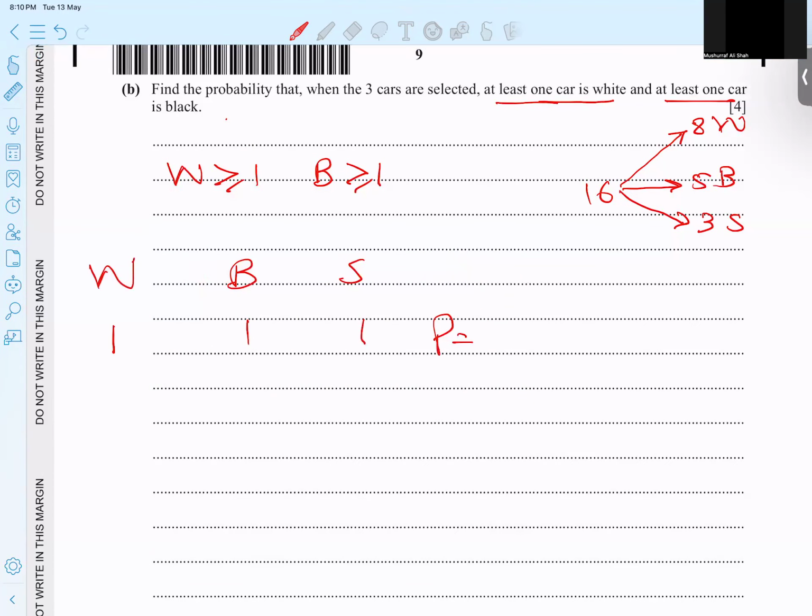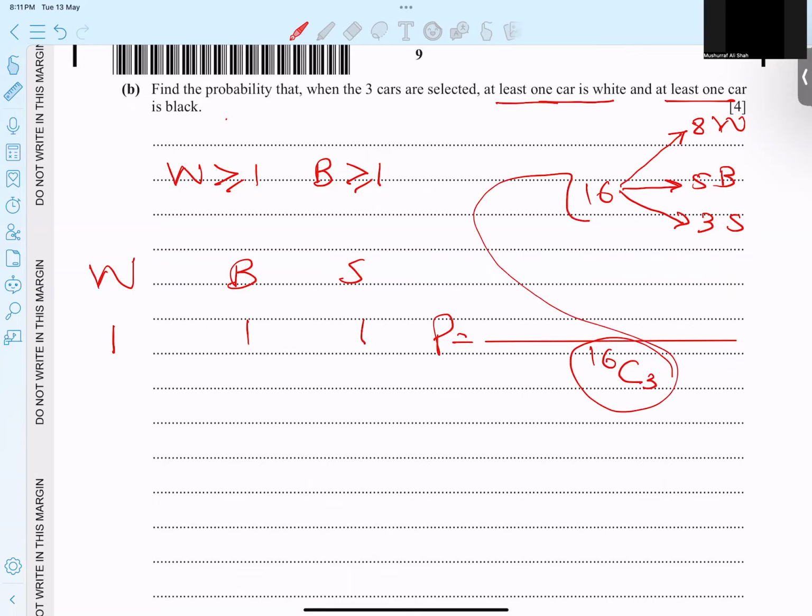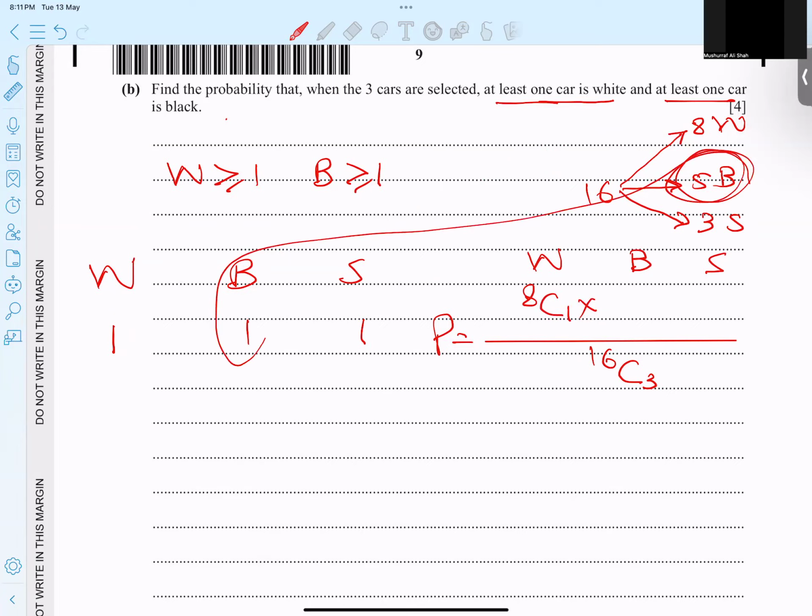Probability is basically, students, look at this very interesting part. Total cards are 16 and I would take 3, so 16C3. This is the total options. How do we come out of 16? I have to choose 3 cards. Now, from the white, black and silver: total white available 8, I need 1. So 8C1. 5 black available, I need 1.